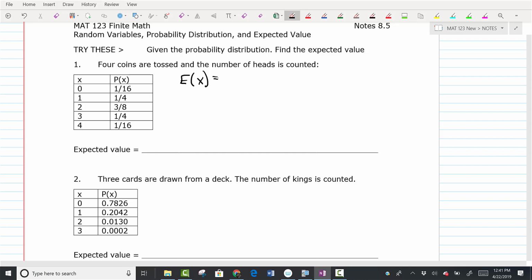Same thing with this one, you're going to do 0 times this, plus 1 times that, plus 2 times that, plus 3 times that. Okay, so go for it and take a few minutes and see if you can get that put together. Get your calculator out and see if you can get those. And then when you get an answer, it's usually not a bad idea to think about whether your answer makes any sense to you or not.